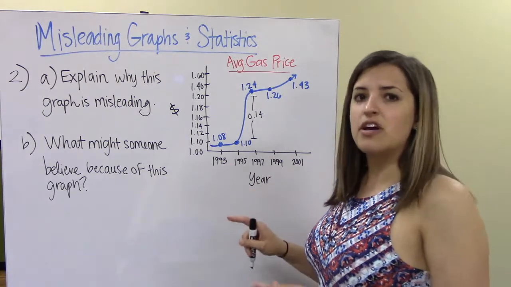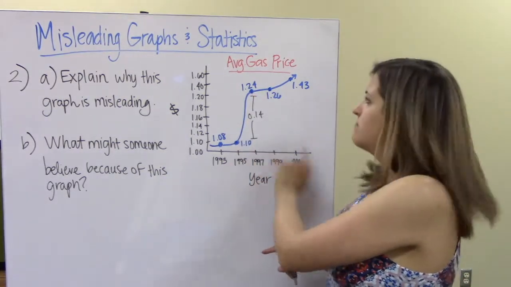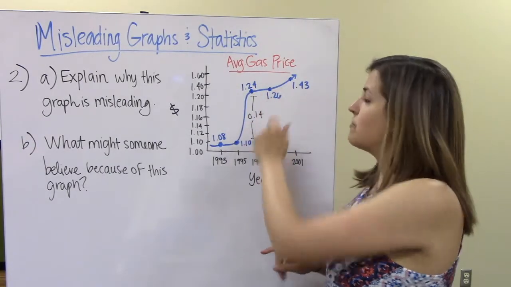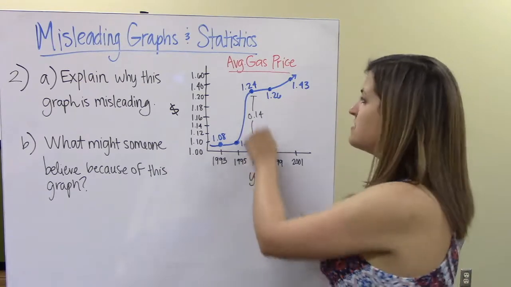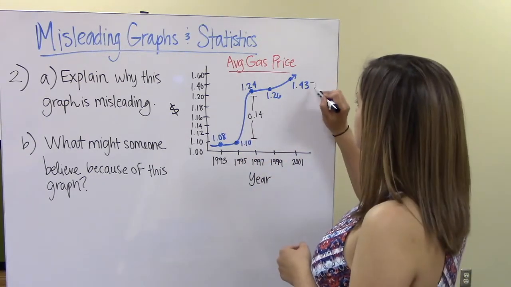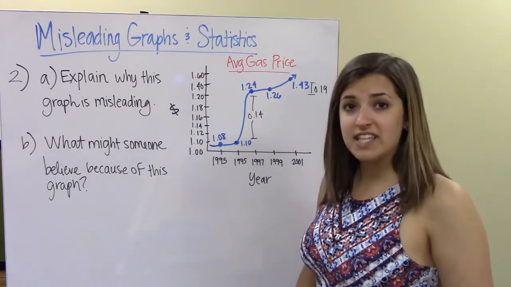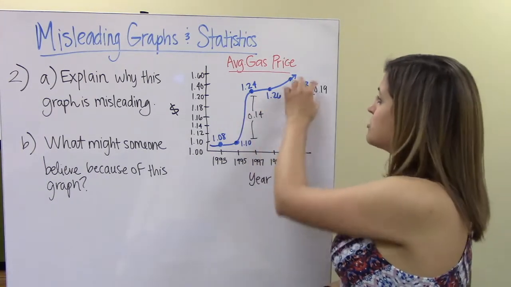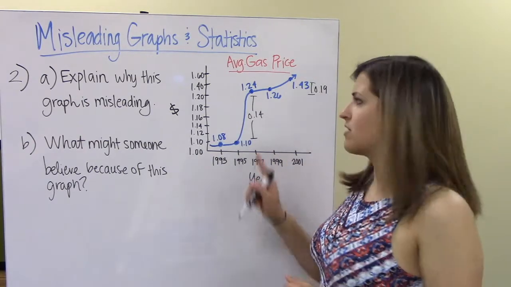Now let's take a look at the jump between 1997 and 2001. It doesn't look like it goes up that much, but it actually goes up by 19 cents. That's more than this jump. So this little jump right here is 19 cents. This graph is misleading because those two intervals are not consistent. Our 19 cents should be way longer than that 14 cents.